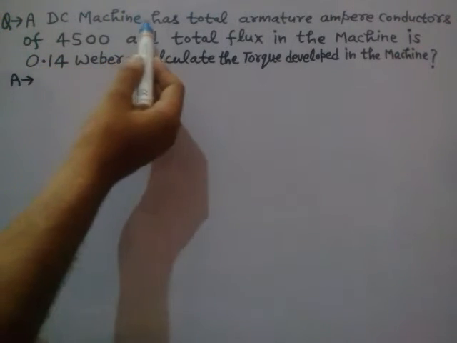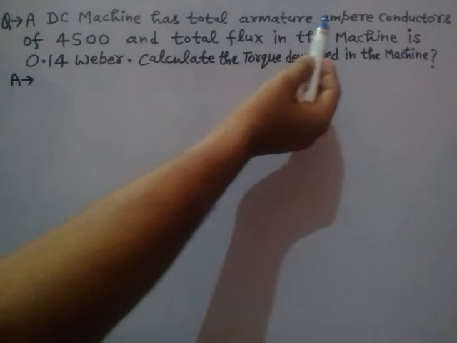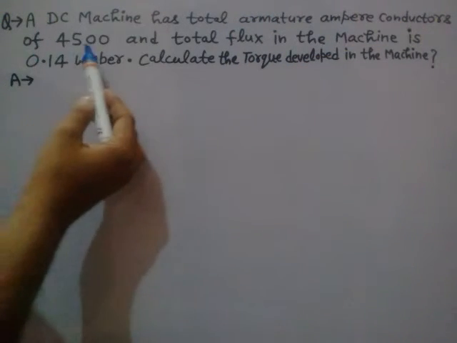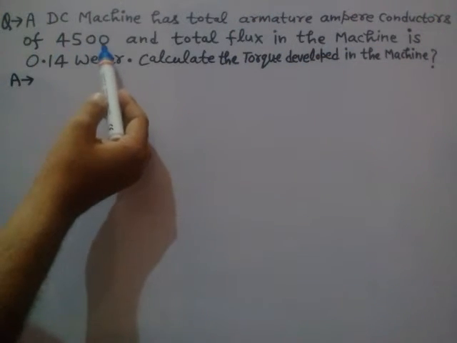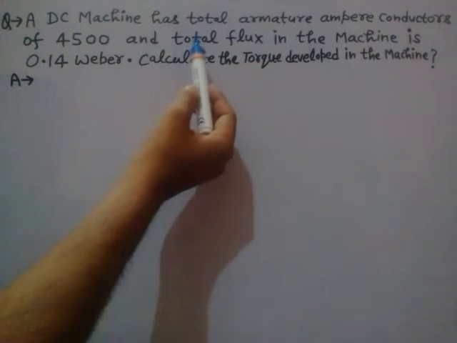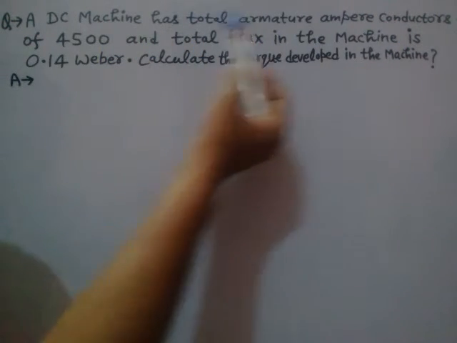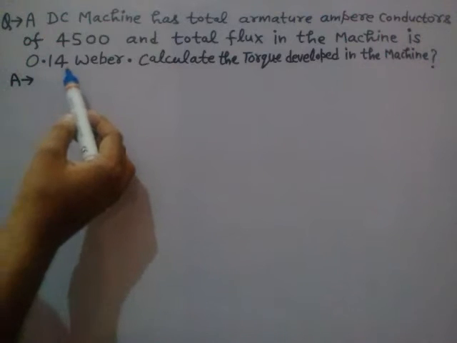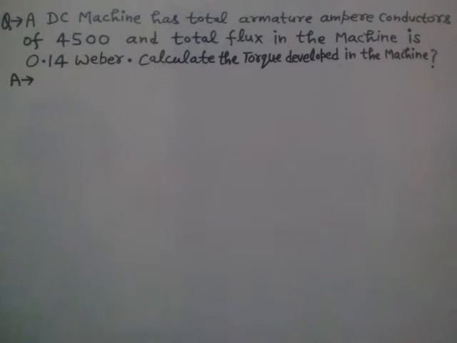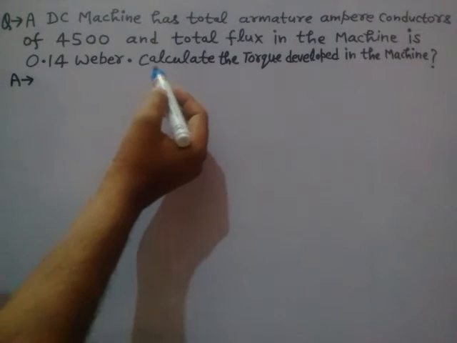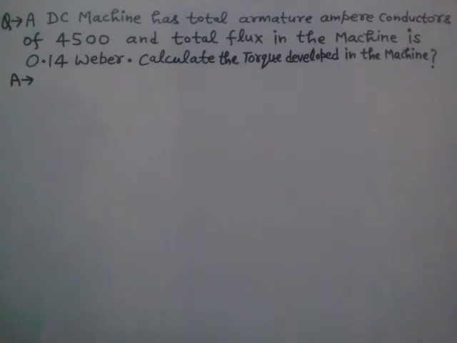A DC machine has total armature ampere conductors of 4500 and total flux in the machine is 0.14 Weber. So calculate the torque developed in the machine.